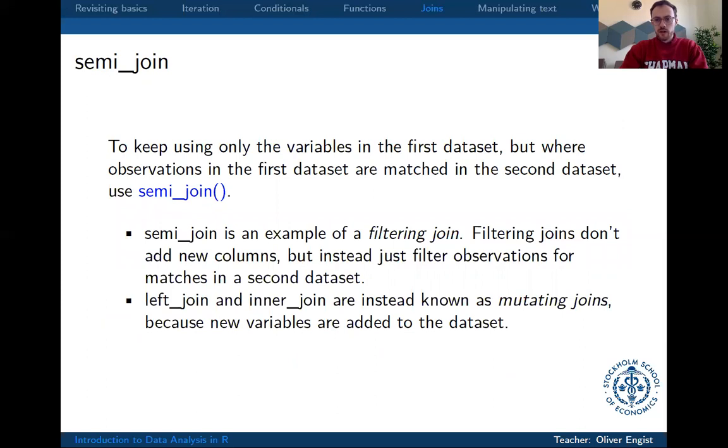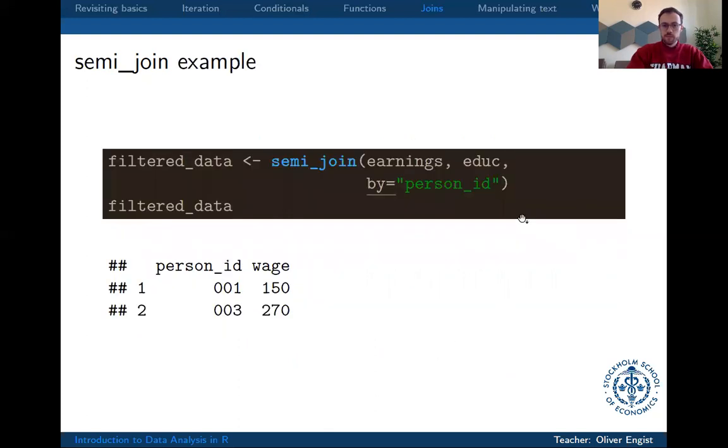The semi-join then is, as I already mentioned, basically just filtering, and it only keeps observations from dataset A that appear in dataset B as well, but it does not append the variable from dataset B. So here you can see that we also kept the 2 observations from the inner join, the observation 1 and 3, and we have the wage, but we do not have the schooling here, because semi-join is not a merge command. It just filters for whether these observations also appear in the other dataset.